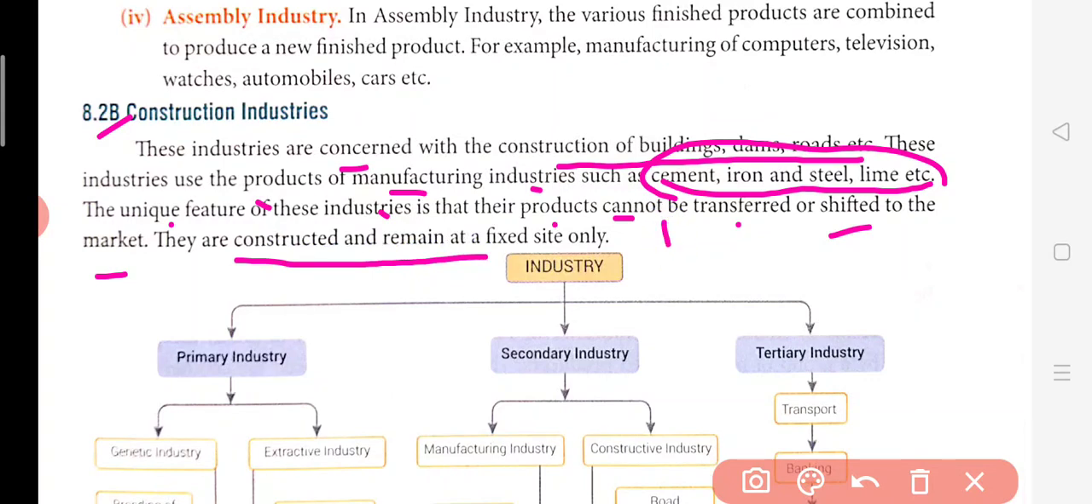Now what is the product of such a construction industry? It can be a big building, a big residency, or a kind of big society which is made by some builders. Now this builder makes all these big buildings, but you cannot move a building from one place to another place. These buildings are going to stay at one place only. So it is not possible to transfer or shift that building to other areas. So these are things which will remain fixed at one site only.